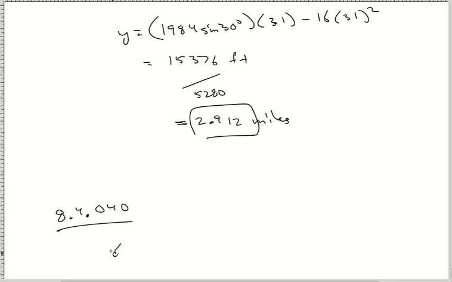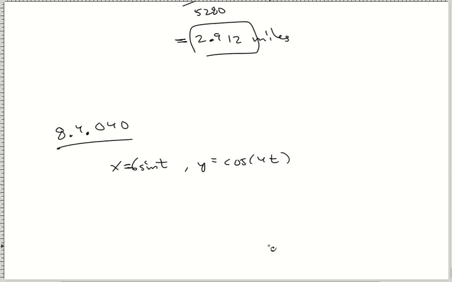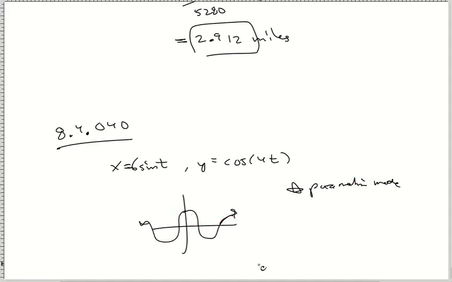Last question. I have x is equal to sine of 6t, and I've got y is equal to cosine of 4t, and they want to graph it. Just make sure to put this into parametric mode in your calculator. But what does it look like? Well, it kind of does this and whatever. It's not exactly a sine or a cosine function, but that's the idea.